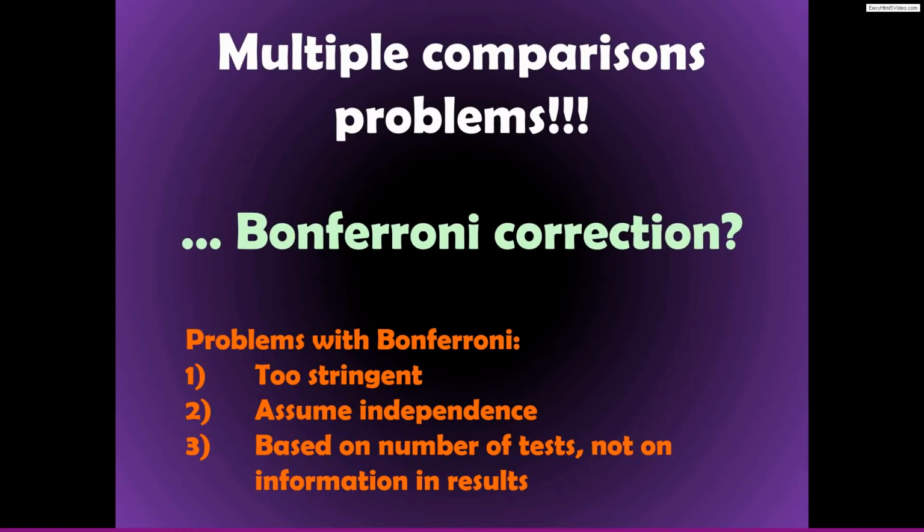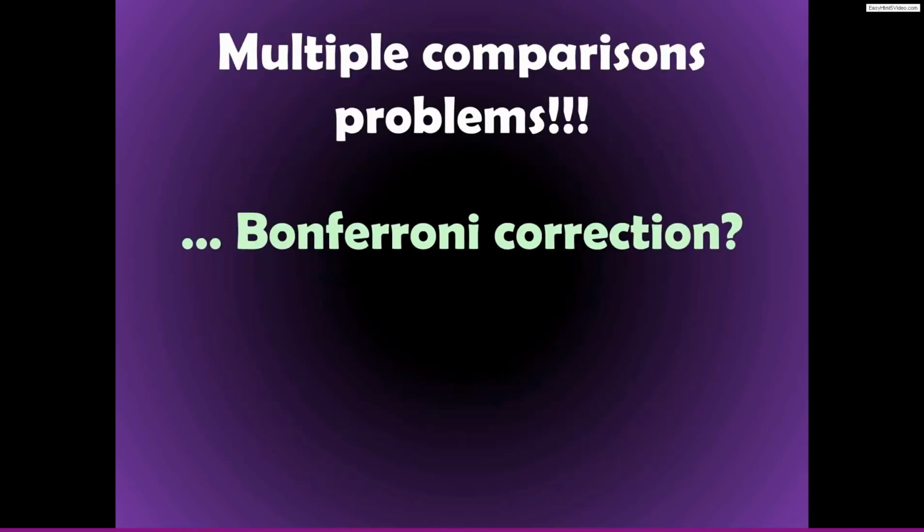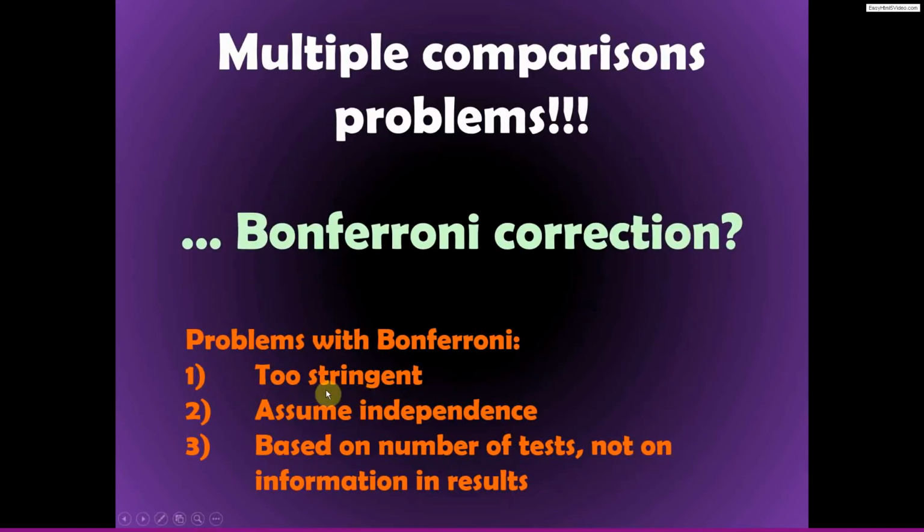One is it's too stringent. You can see that even with such a ludicrously tiny p-value, even true effects that are fairly robust, statistically strong, are still not going to survive this threshold. So it's too stringent for reality. But more importantly, Bonferroni correction assumes independence of all the tests, which we know is not true. All these time frequency points are not independent of each other. They are, in fact, highly dependent on each other.